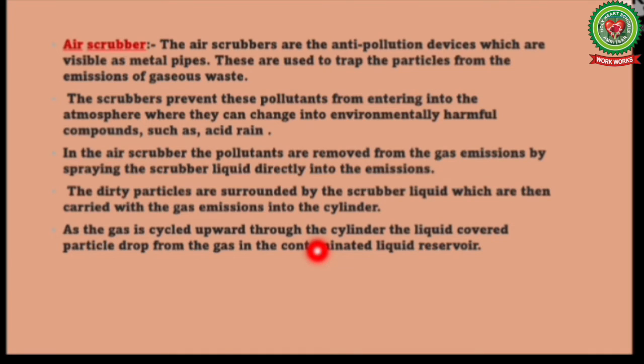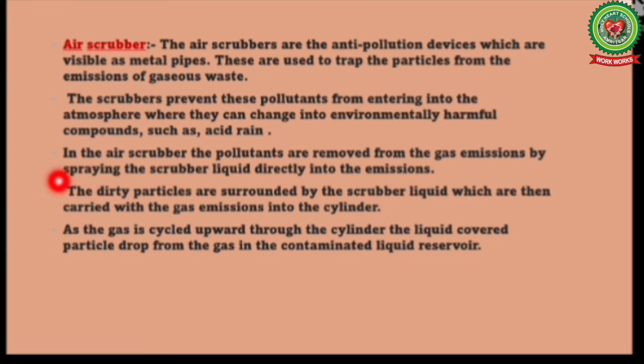Several ways to minimize gaseous waste generation and proper disposal are: first one, air scrubber. The air scrubbers are the anti-pollution devices which are visible as metal pipes. These are used to trap the particles from the emission of gaseous waste. The scrubbers prevent these pollutants from entering into atmosphere where they can change into environmentally harmful compounds such as acid rain.